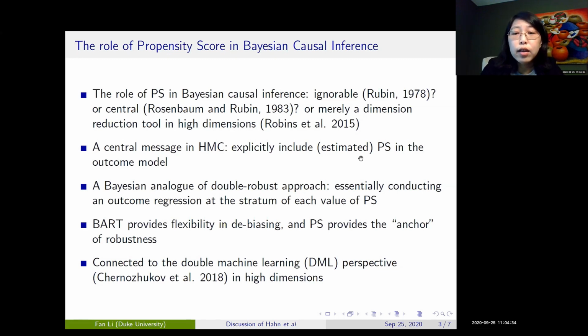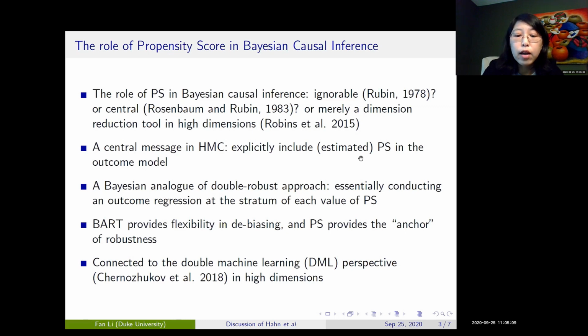And then in a Robins and Ritov discussion paper in 2015, they also revisited this issue. They think that the propensity score is really a dimension reduction, the key dimension reduction tool in high dimensions. That's why it's important in Bayesian causal inference. So those are all conflicting; this is the history of the debate. I think the Hahn et al. paper gives a very nice example of insight into why the propensity score is important in Bayesian causal inference.